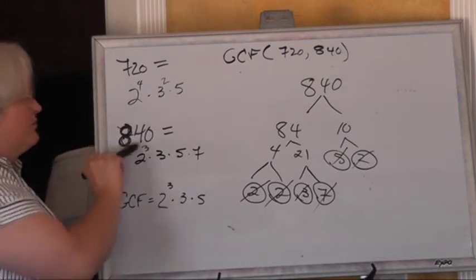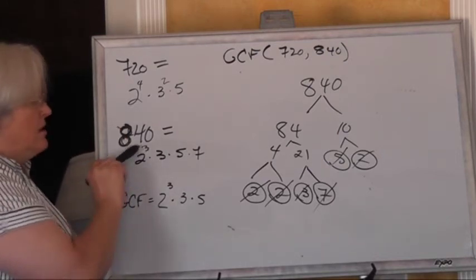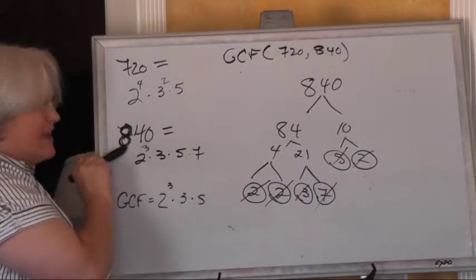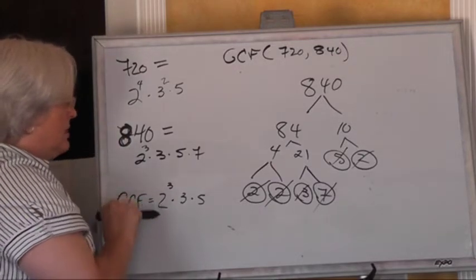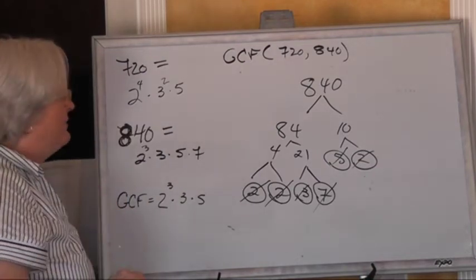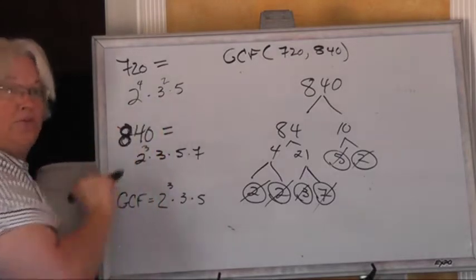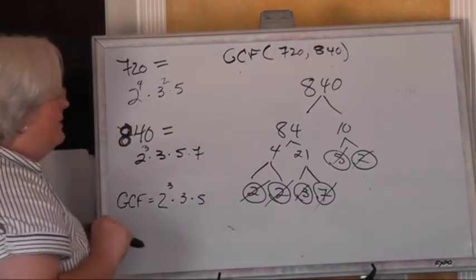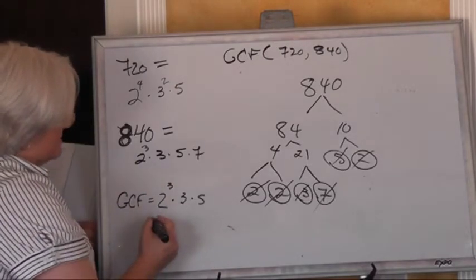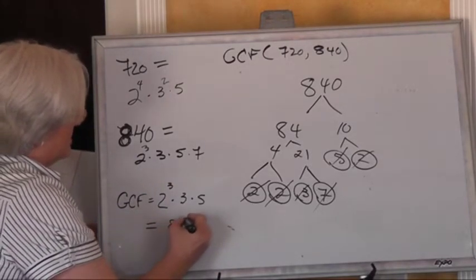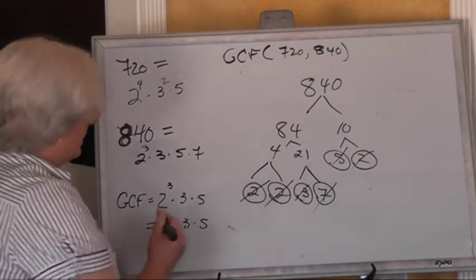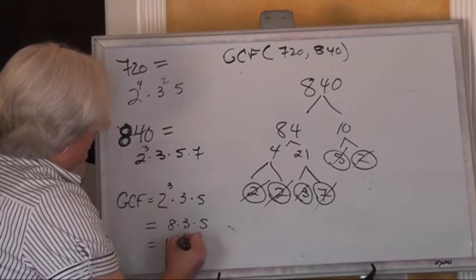They have a factor of 2 in common. The highest power that they have in common is a 3. 2 to the third power, 3 to the first. Only one factor of 3 is what they have in common. Only one factor of 5 is what they have in common. They do not have a factor of 7 in common. So the greatest common factor is 8 times 3 times 5. 8 times 5 is 40 times 3 is 120.